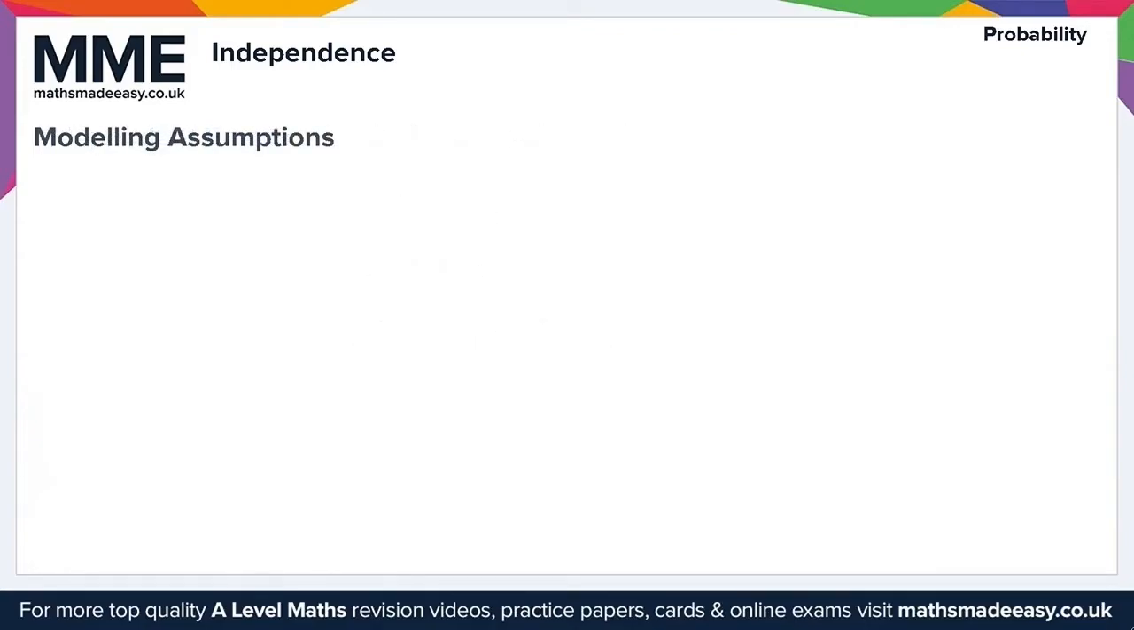And finally, we move to modelling assumptions. Now, most probability models have made several assumptions in order for these models to be practical to be used. So for example, when you roll a die, you may assume that each number is equally likely. However, in reality, the die could be biased or could have a small probability of landing on its edge.